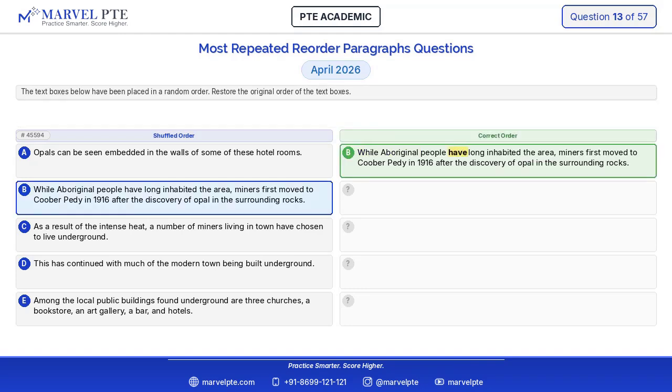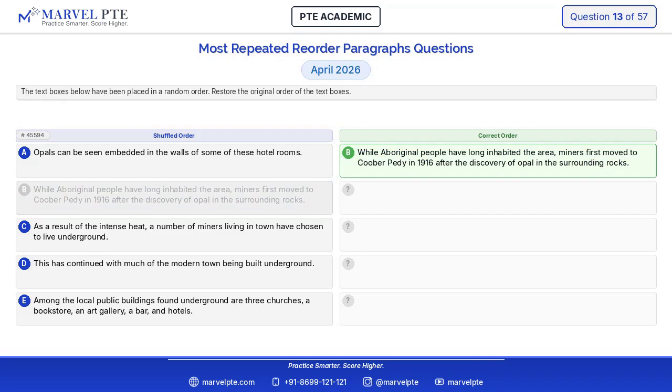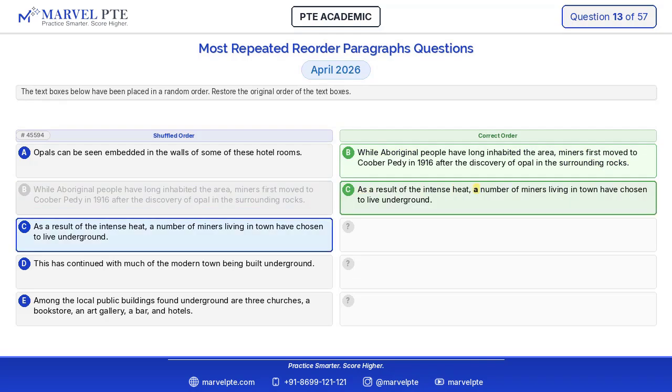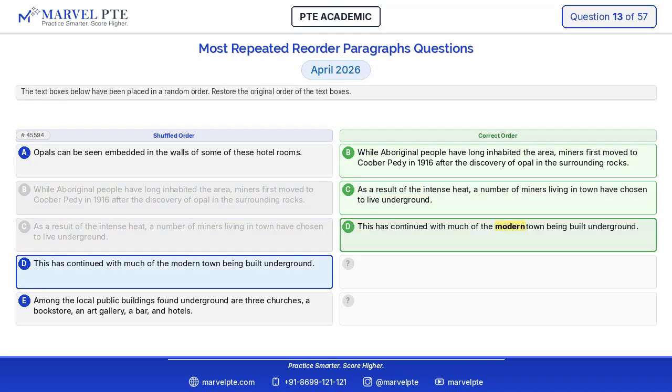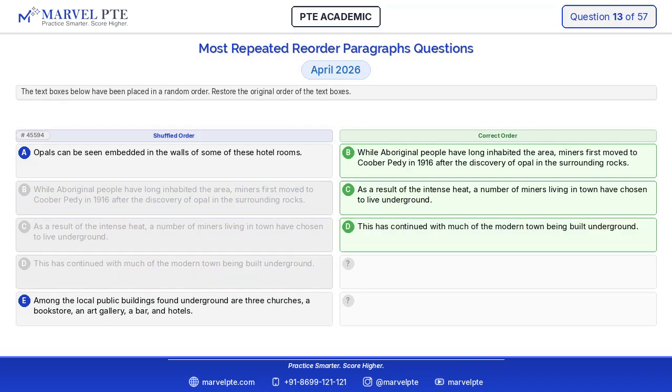While Aboriginal people have long inhabited the area, miners first moved to Coober Pedy in 1916 after the discovery of opal in the surrounding rocks. As a result of the intense heat, a number of miners living in town have chosen to live underground. This has continued with much of the modern town being built underground.